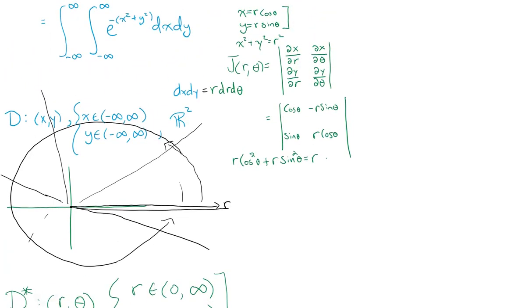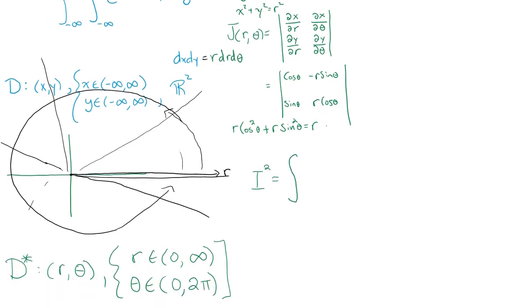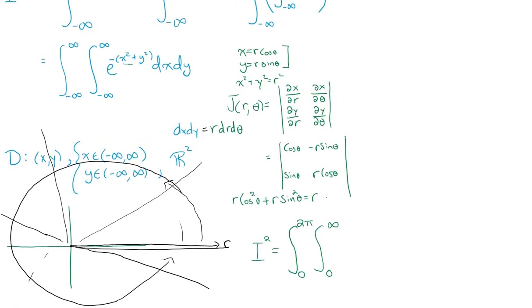So that means that I squared is going to be equal to the integral, and I will write our theta bounds first, which means we will be doing them last, so 0 to 2 pi, and then the integral from 0 to infinity of, well, our x squared plus y squared is going to be equal to r squared. And then we're going to multiply by an r here, so I'll write that r first, and r e to the minus r squared, and then dr d theta.